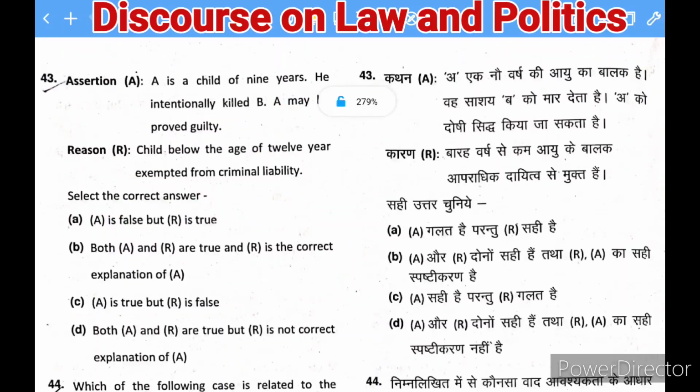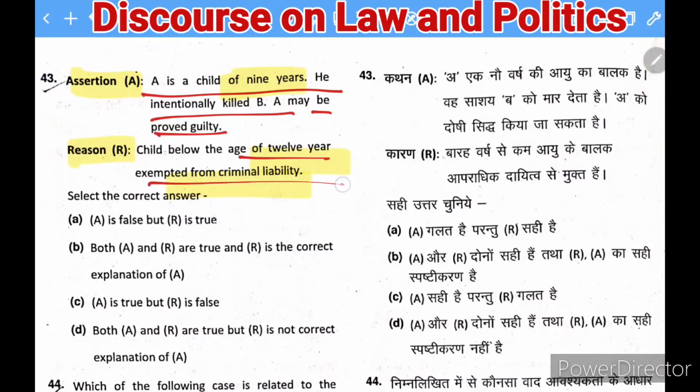Next question. The next question is based on assertion and reason. The assertion is this: A is a child of 9 years. He intentionally killed B. A may be proved guilty. So the age of the child is 9 years. And the reason given here: a child below the age of 12 years is exempted from criminal liability. My dear friends, you know that a child below the age of 12 years does not get exemption from criminal liability. So this statement is incorrect. It would depend on whether he was capable of understanding the nature of the act or not, between the ages of 7 to 12 years. So it is not an absolute exemption.